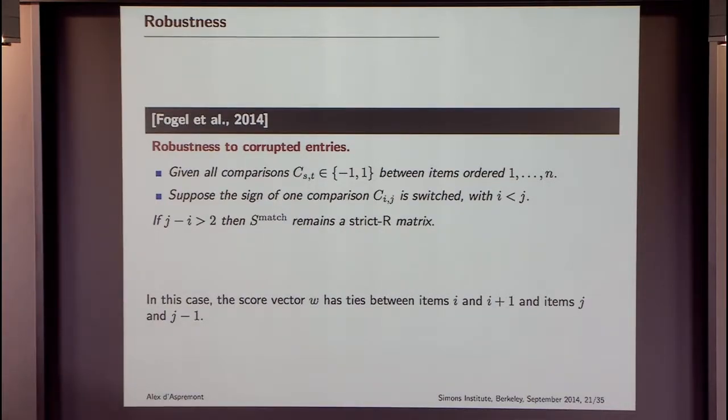So, for example, robustness to corrupted entries. If you're given all comparisons between items, order 1 to n, they're all consistent except one that you switch, and the gap between these two is larger than 2, then the matrix will remain a strict R matrix, which means that, again, spectral clustering will recover the correct order.